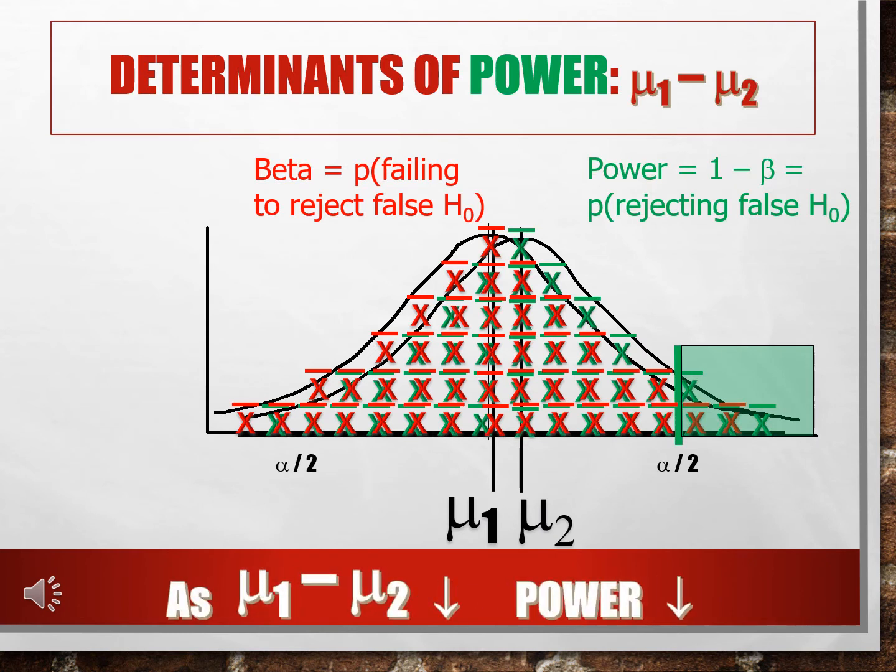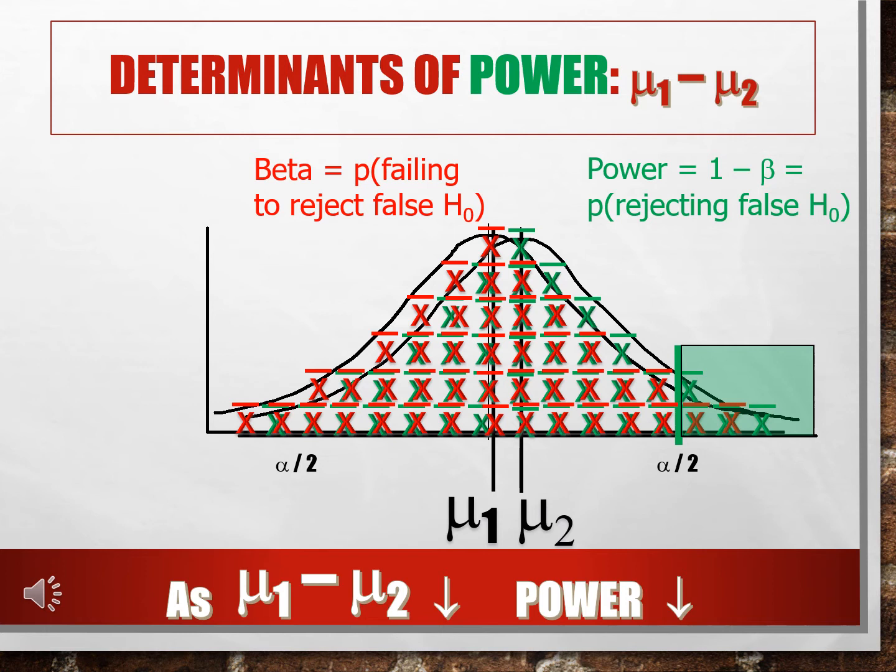So power is about the separation of the red means and the green means, how separated they are. The more separated they are, the more likely we're going to get a green mean that is different from mu1, or a green mean that we can tell apart from a red mean. The more the groups look different, the more the distributions are separate, the more power we have.